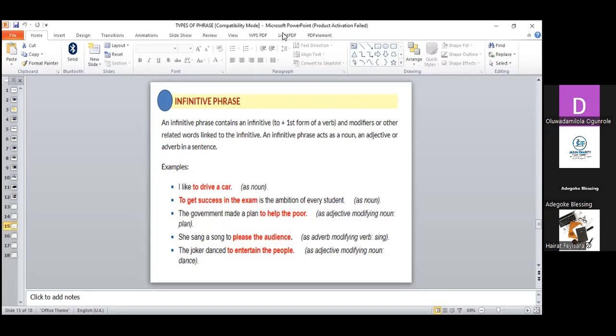The other sentence that we have is, she sang a song to please the audience. Why has she sung the song? We can say that she sang the song to please the audience. That is a reason, an adverb of reason. Why has she done that? It's an adverb of reason. So you pay attention to that.